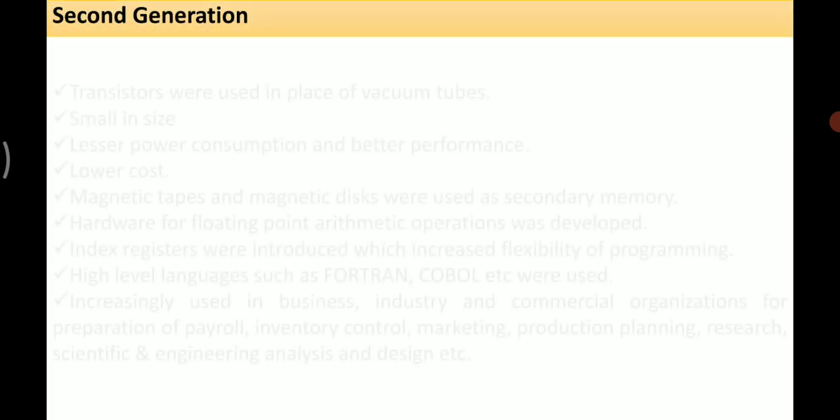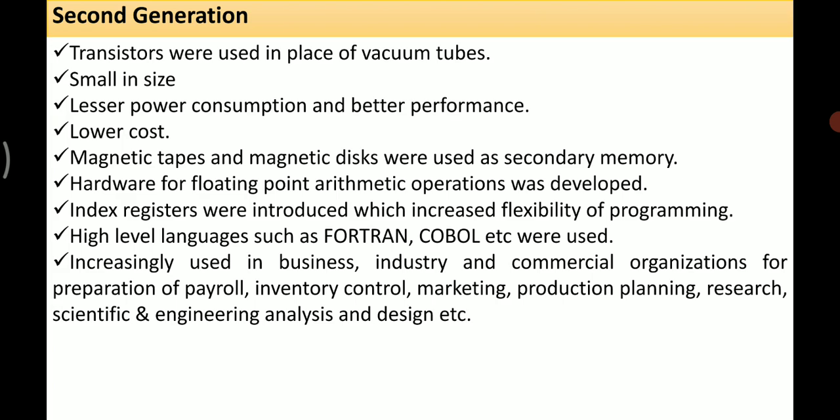Next we'll see the second generation. In the second generation computers, mainly transistors were used. Instead of vacuum tubes, transistors were used. These transistors were invented at the AT&T Bell Lab in 1947. They were small in size when compared to the first generation. The second generation computers were small in size, and the power consumption was lesser, giving better performance, and the cost of the second generation computers was also lower.